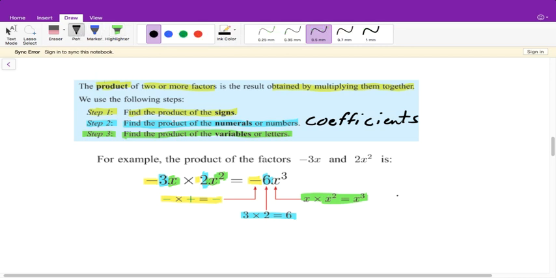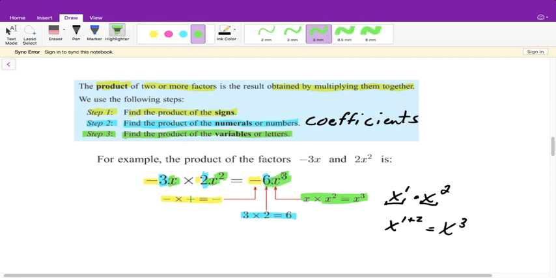Hopefully at this point you guys would have learned this, but this x is understood to have a power of 1. And whenever you're multiplying exponents that have the same base, which means x and x, we simply add our powers together. So it becomes x to the 1 plus 2 power, which is then equal to x cubed, which is how we got this final part here.